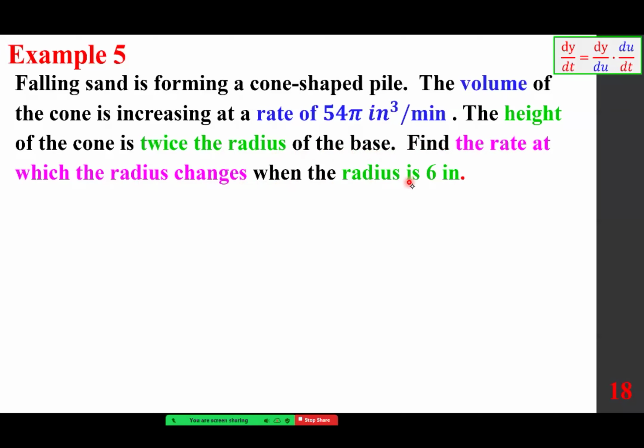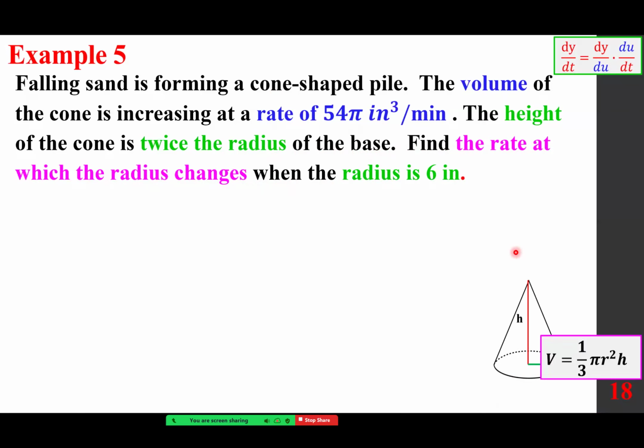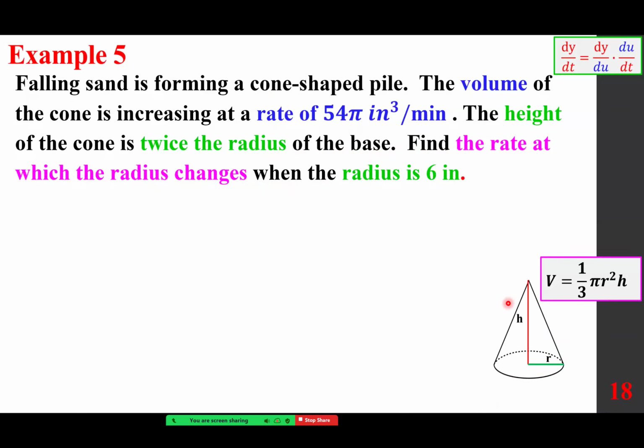So you're dealing with a word problem. You have to read and reread until you get everything that is given. First and foremost, we are dealing with a cone. Here's the shape. Here's the radius of the base. Here's the height. And the volume is 1/3 pi r squared h. So this we should know from algebra/geometry.